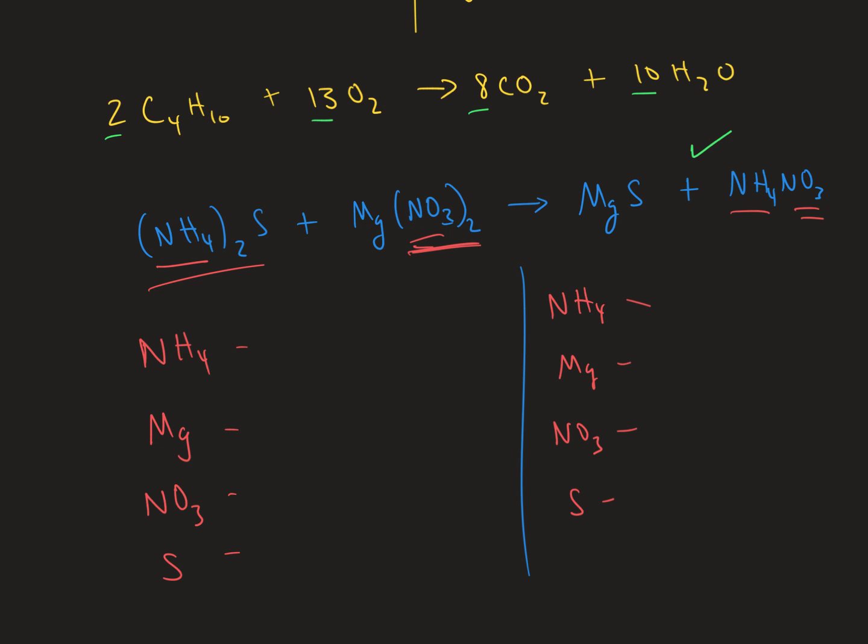So how many ammoniums do I have on the left? 2. How many do I have on the right? 1. So I have to put a 2 right there. You with me? Okay. I just changed nitrates, so let's do nitrates now. How many do I have on the left? How many do I have on the right? Oh, that's good. Okay, good. How many magnesiums do I have on the left? One. How many on the right? One. Sulfurs? One of each, right? That one looked a little scary, but it's not too bad, right?